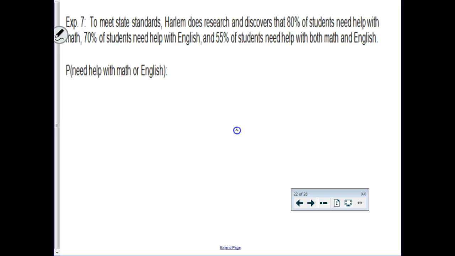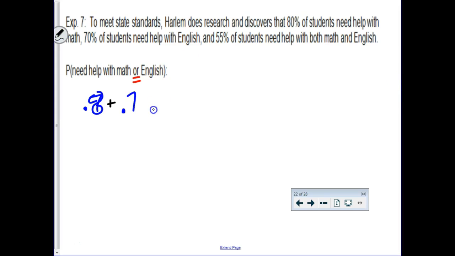To meet standards, Harlem does research and discovers that 80% of students need help with math, 70% need help with English, and 55% of the students need help with both math and English. So find the probability that they need help with math or with English. This is a Venn diagram question at its essence, but we're going to use that OR formula. So math would be 0.8. Sorry about that. And then English is 0.7.